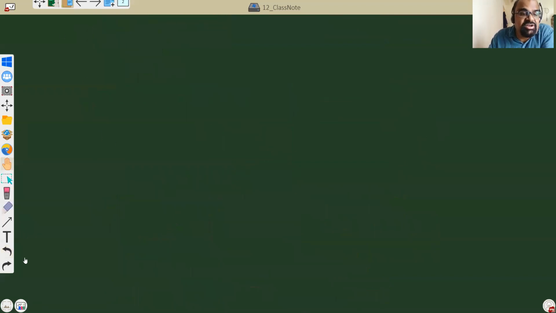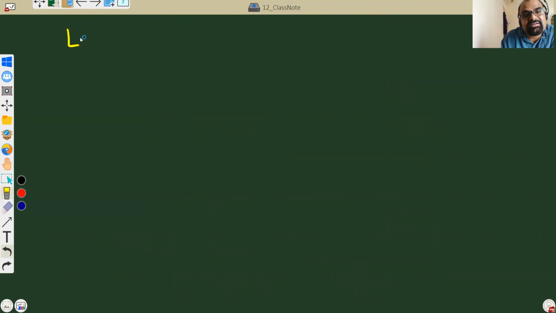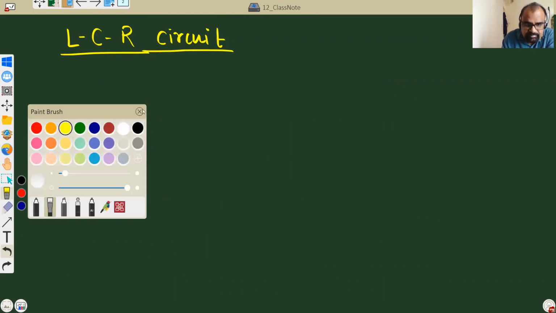Now let's continue the LCR circuit that I had left yesterday. Let me do this quick revision. LCR circuit we had already studied. There was a small little graph I wanted to draw, which was not drawn yesterday. So I will go back to the LCR circuit, because obviously out of all the circuits, LCR is the most commonly asked, because it contains everything.